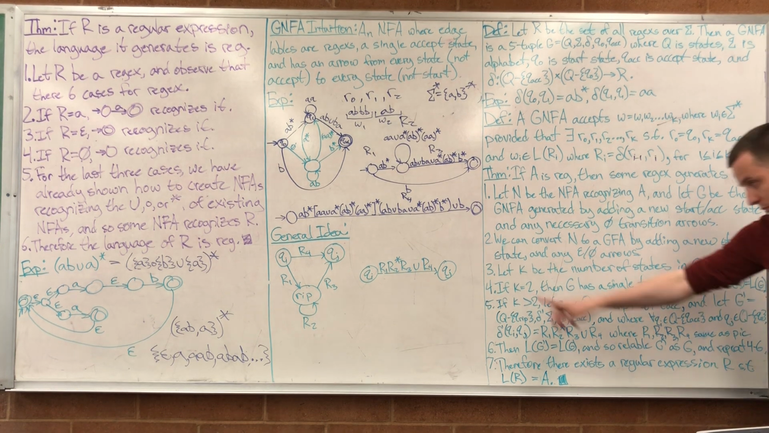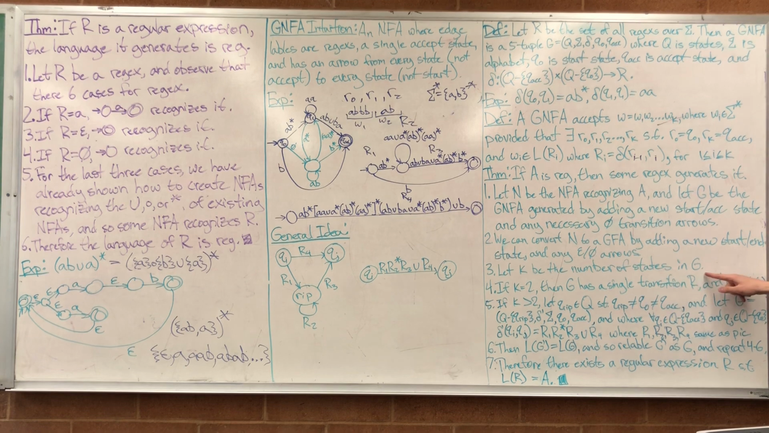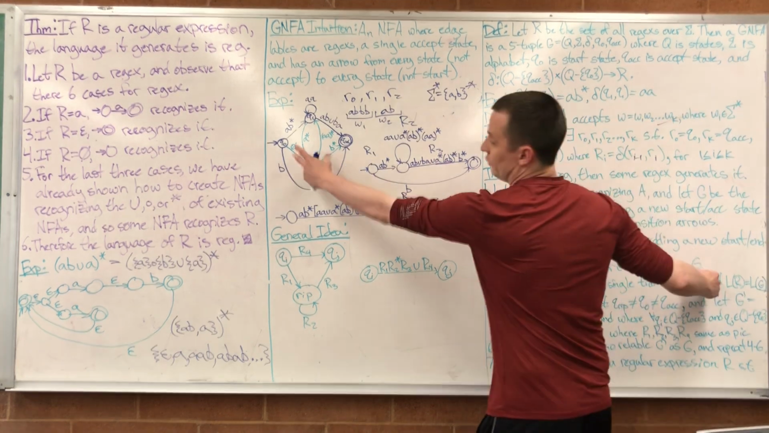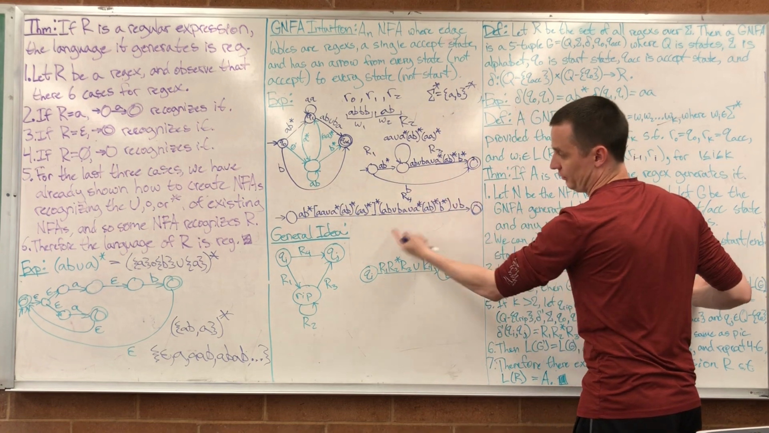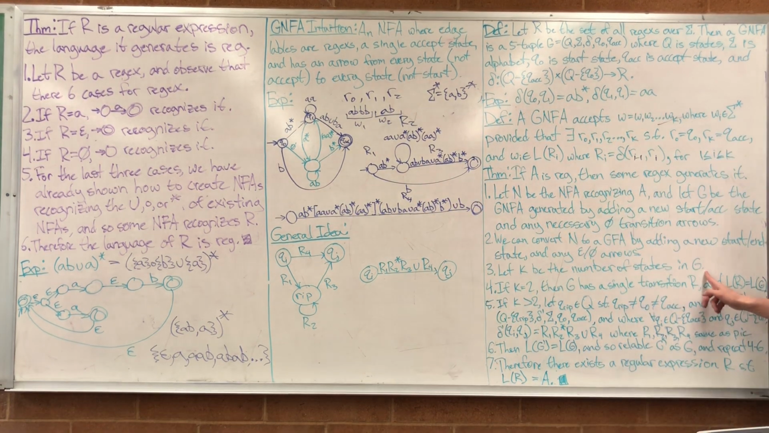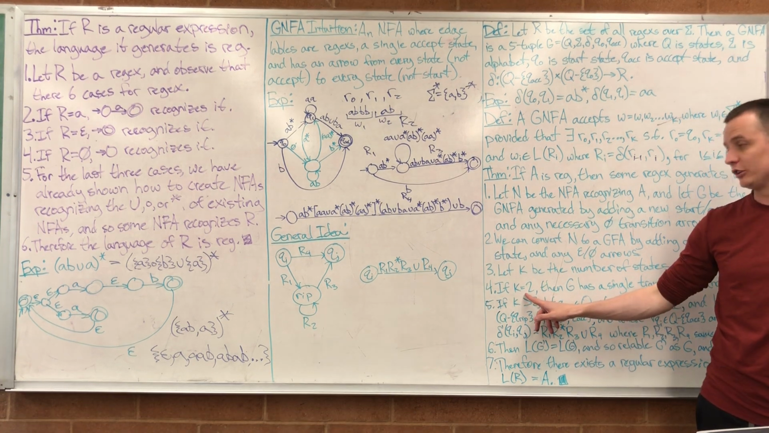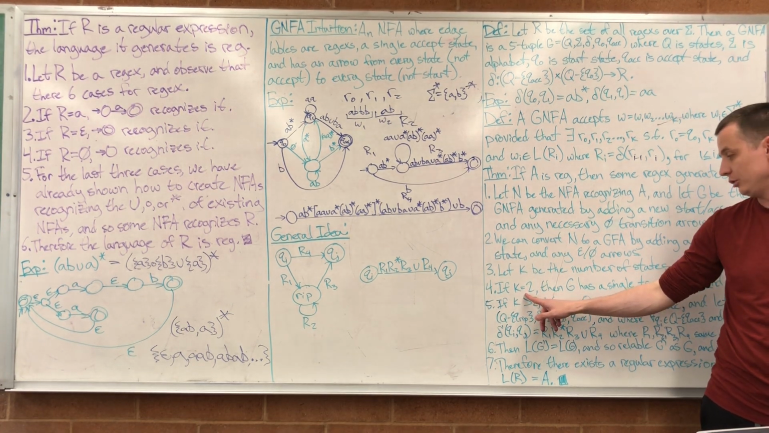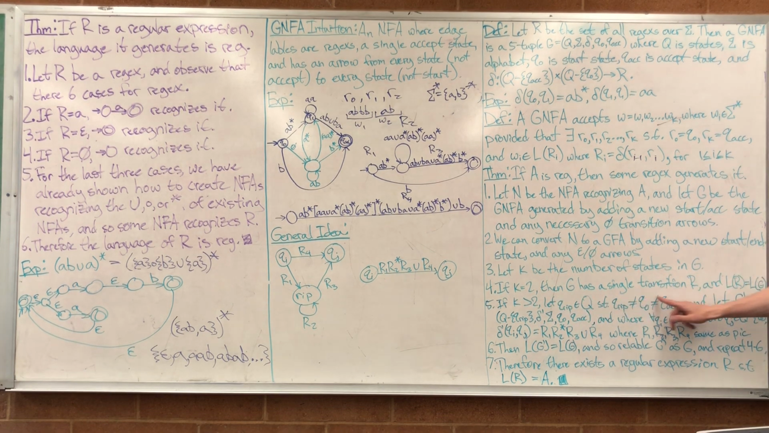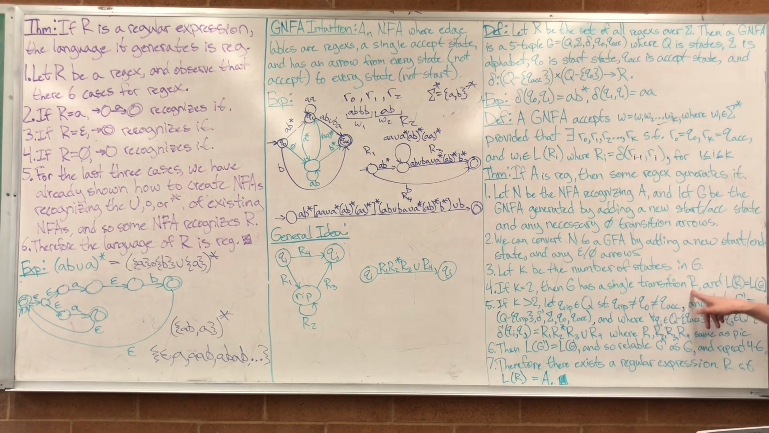Now then, let K be the number of states in G. If this is G, K is 4. If this is G, K is 3. If this is G, K is 2. If K is equal to 2, if G only has 2 states, then G only has a single transition, call it R. It's like the case right here. G has a single transition, R, and so the language of R and the language of G are the same thing.